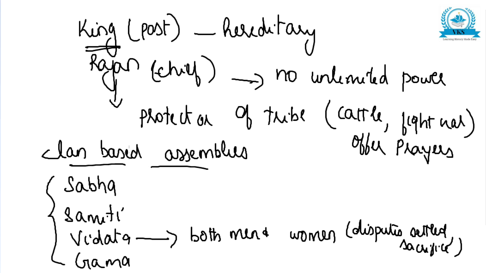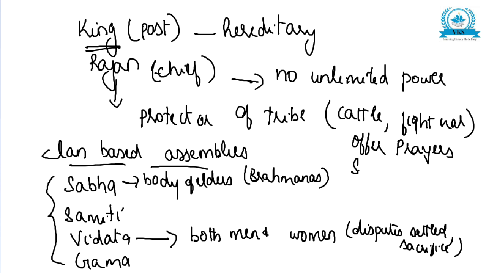Now if we see Sabha, the Sabha was a body of elders and constituted mainly of the Brahmanas and the elite class. The speaker of the Sabha was called Sabha-Pati and the members were called Sabhya.